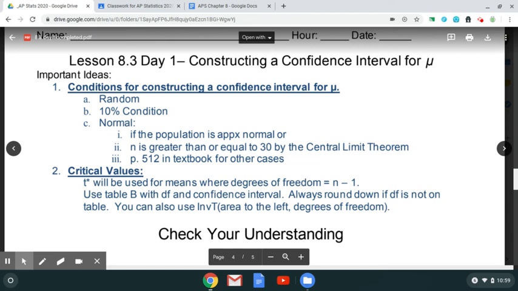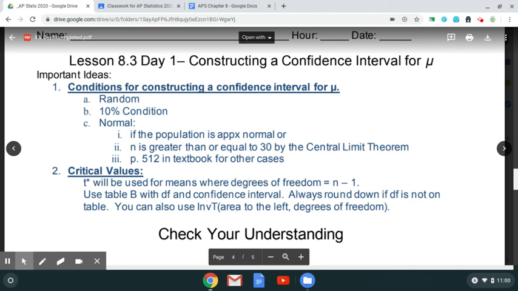So when they say the data, you would take the 15 pieces of data that you have and do a dot plot or histogram or something, and you would look for skewness and outliers. If the sample size is at least 15, so between 15 and 30, you can use T procedures unless there is extreme skewness in your data or there are some outliers.